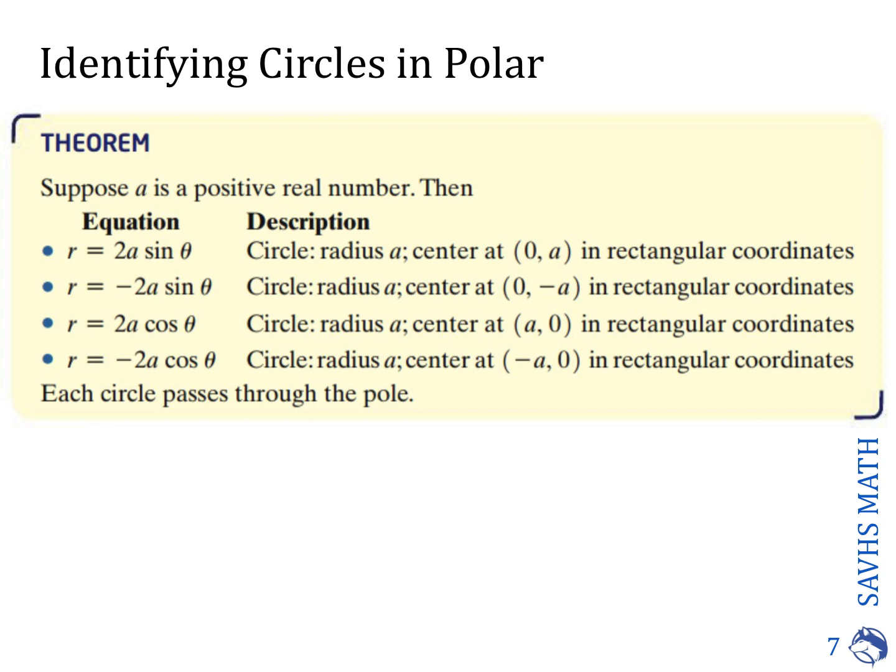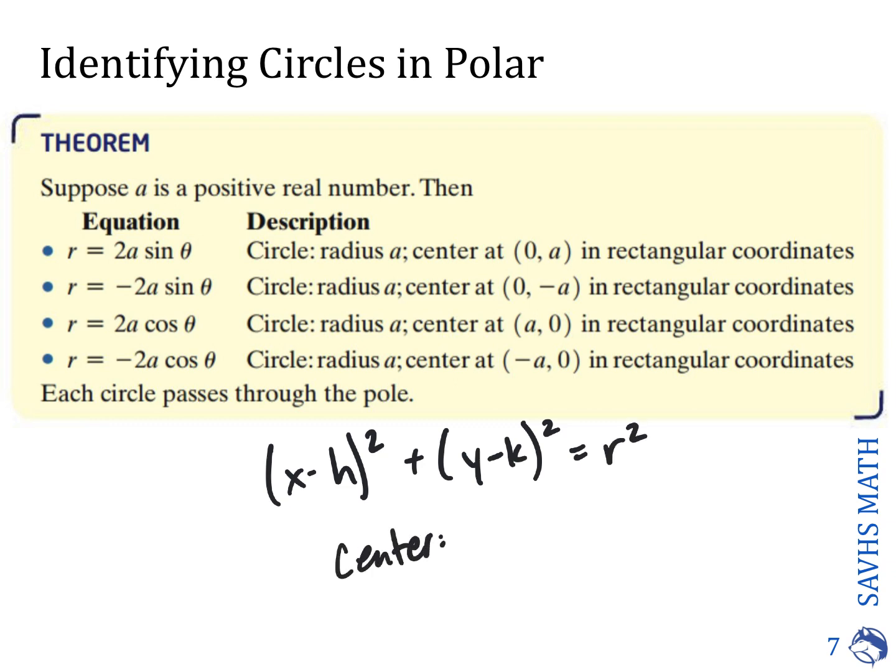But if you see equations that are in this form, you can expect to find circles when you do the conversions. By the way, the rectangular form of a circle is (x minus h) squared plus (y minus k) squared equals r squared. So the center is the point (h, k), and the radius is r.